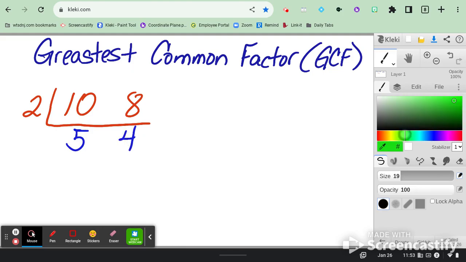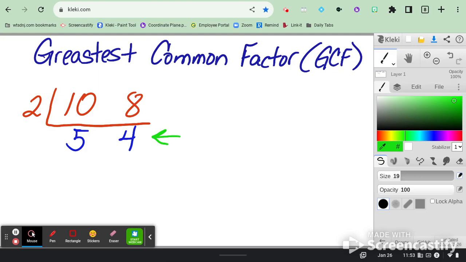So I'm looking here to see if I have any number that goes both into 5 and 4. And remember, we are not allowed to use the number 1 here. So it just so happens I don't have anything that goes into 5 and 4. So I am actually done with this problem.